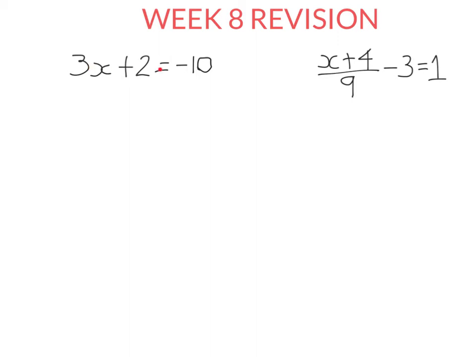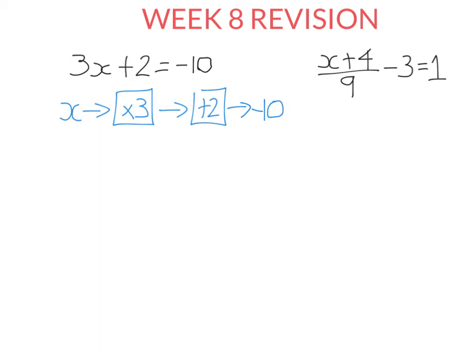So I'm going to start by solving this equation using the flowchart method. The idea behind the flowchart method is you tell the story of what happened to x. So in this equation, x was multiplied by 3 and then 2 was added. That's what the 3x means, 3 times x. X was multiplied by 3, got an answer, then we added 2. And we somehow ended up at minus 10.